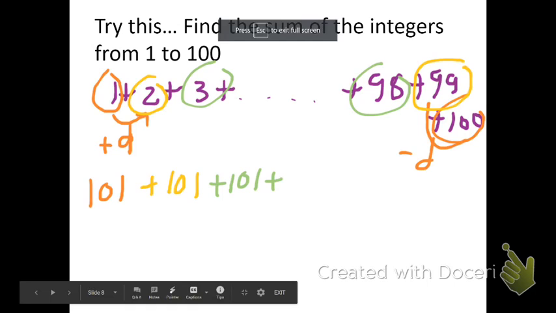I'm going to end this video, and then at the beginning of the next video, I'll show you what the sum is. But see if you can build off that logic and figure out what the sum of the first 100 integers is.